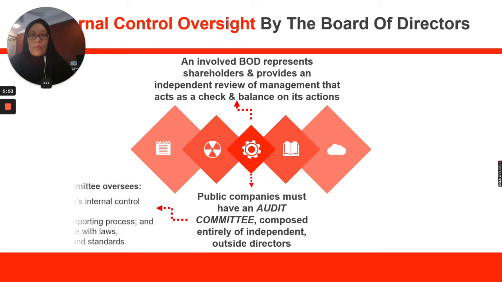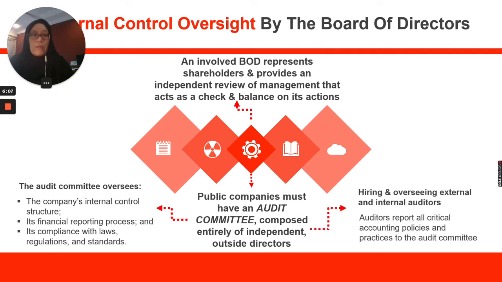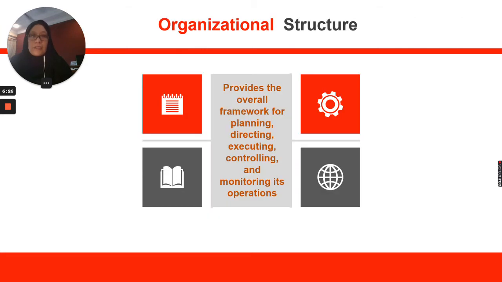So this audit committee will oversee the company's internal control structure, its financial reporting processes, and whether the company complies with laws, regulations, and standards. This audit committee must also hire and oversee the external and internal auditors. The auditors will report any critical accounting policies and practices to this audit committee. Okay, and then the next element is the organizational structure.